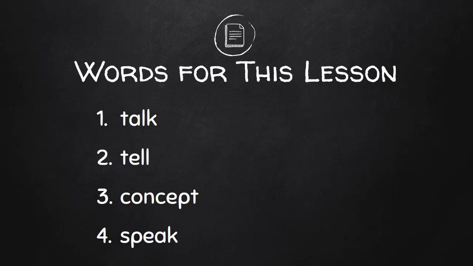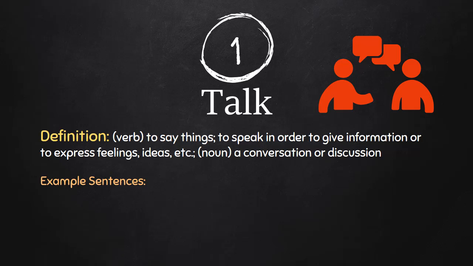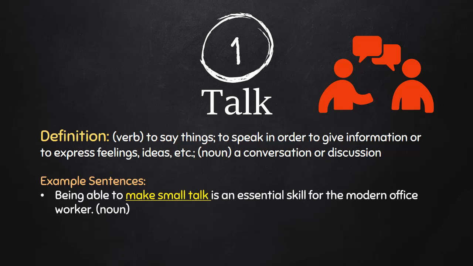All right, let's go. First word is talk. Definition: it's a verb, to say things, to speak in order to give information or to express feelings, ideas, etc. And the noun version is a conversation or discussion. Some example sentences. First, we have: being able to make small talk is an essential skill for the modern office worker. And here we're using it as a noun.